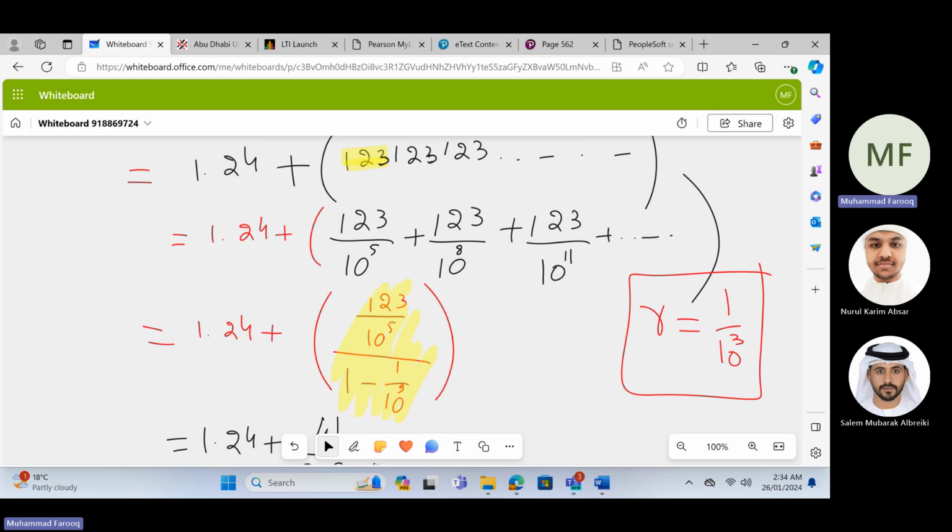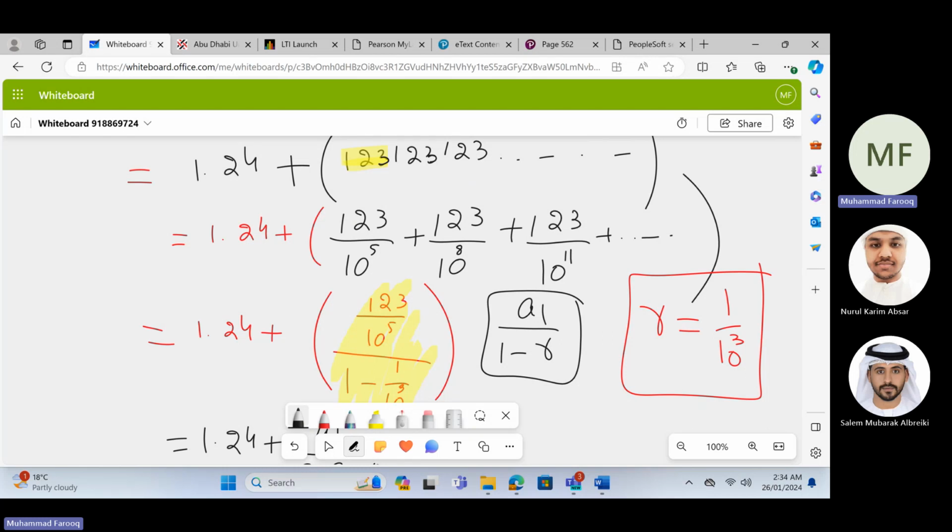Actually, this is the geometric series. This is the first term, and R is next divided by previous. I got R, which is 1 over 10 to the power 3. Now use these values in the formula for the sum. The sum is the first term A1 divided by 1 minus R. Use this formula.